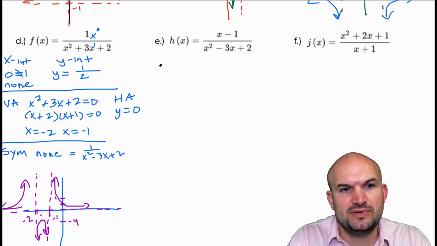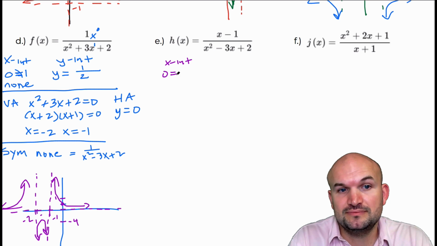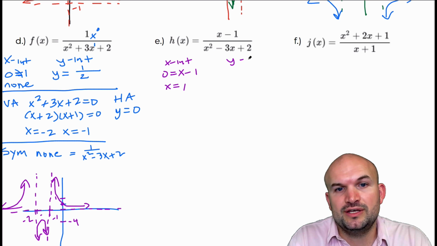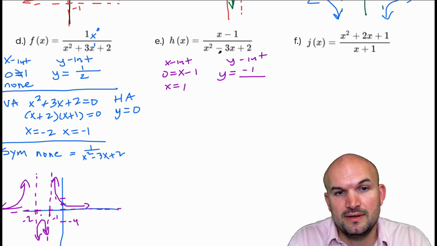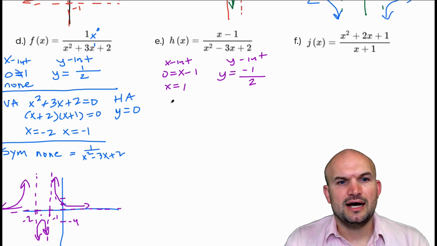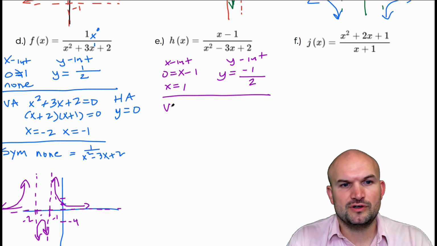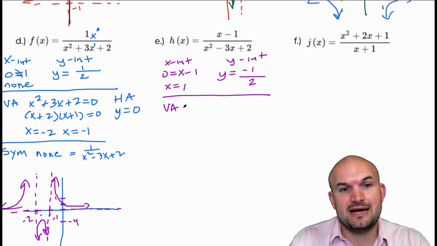So in this one, for the x-intercept we're setting the numerator equal to 0. So we get x is equal to 1. For the y-intercept, we have y is equal to 0 minus 1, which is negative 1, over 2. Now let's do the vertical asymptote, again setting my denominator equal to 0.